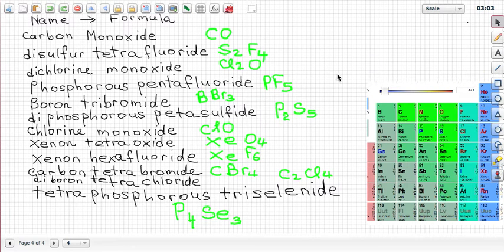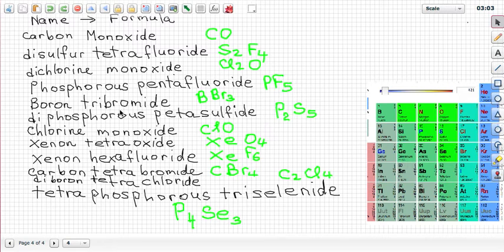Carbon monoxide, the symbol for carbon and the symbol for oxygen. There's only one of each. Disulfur tetrafluoride, symbol for sulfur and a subscript 2, symbol for fluorine and a subscript 4. Dichlorine monoxide, symbol for chlorine with a subscript 2, only one oxygen. Phosphorus pentafluoride, one phosphorus, symbol for phosphorus, symbol for fluorine with the subscript 5.